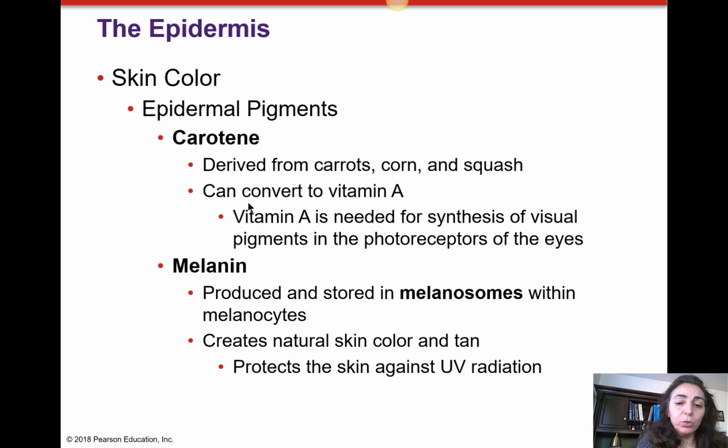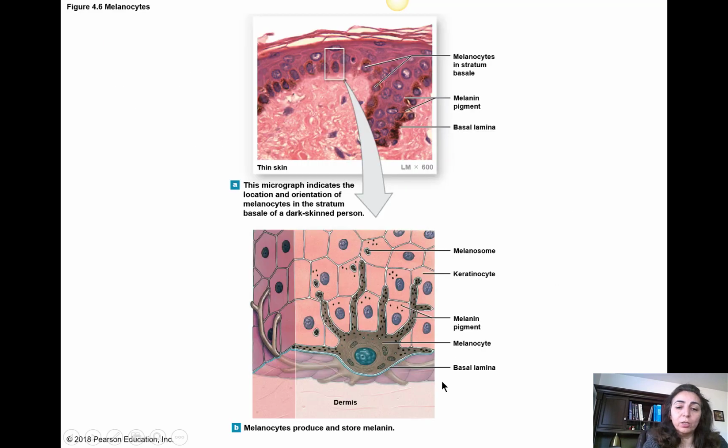And melanin is produced and stored in melanosomes within melanocytes, right? Melanosomes are those granules that have melanin inside them, and create natural skin color and tan, and protect the skin against UV radiation, as we discussed.